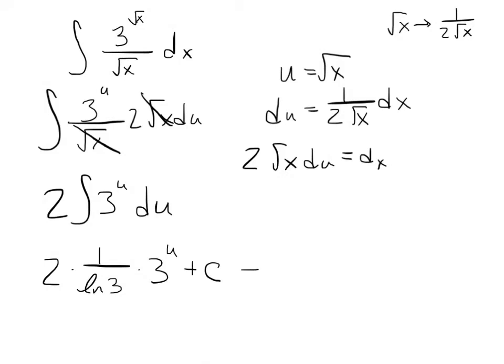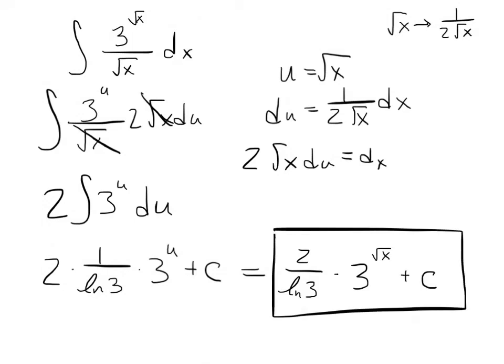And the final step is for me to just plug my square root of x back in. So I'm going to end up with 2 over ln 3 times 3 to the square root of x plus c. And that's the end of that one.